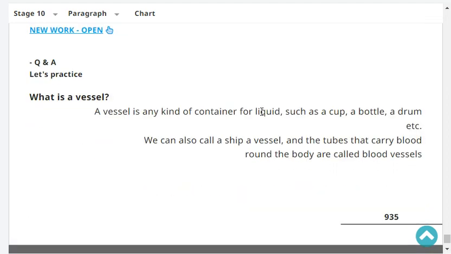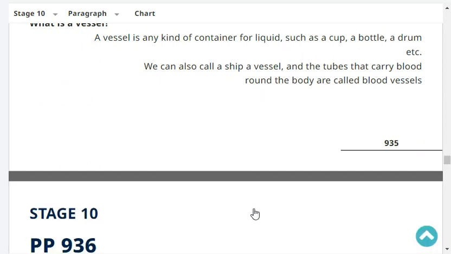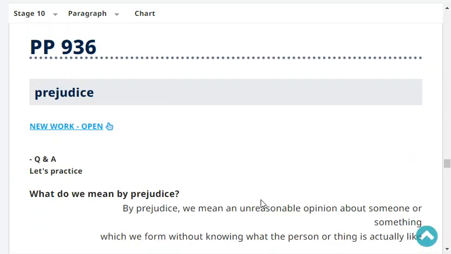Well, what is a vessel? A vessel is any kind of container for liquid, such as a cup, a bottle, a drum, etc. We can also call a ship a vessel, and the tubes that carry blood round the body are called blood vessels. Very good, and that's the end of our revision.